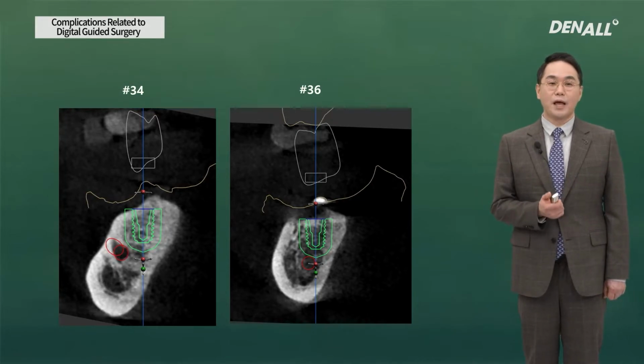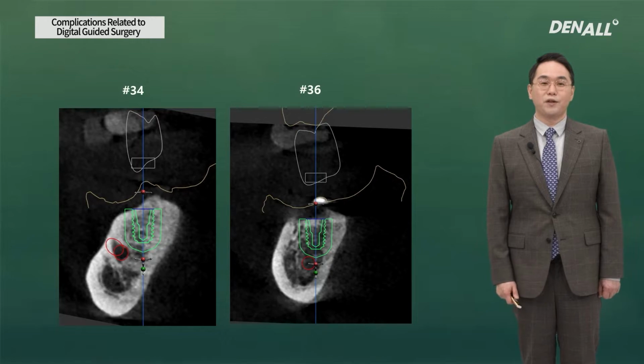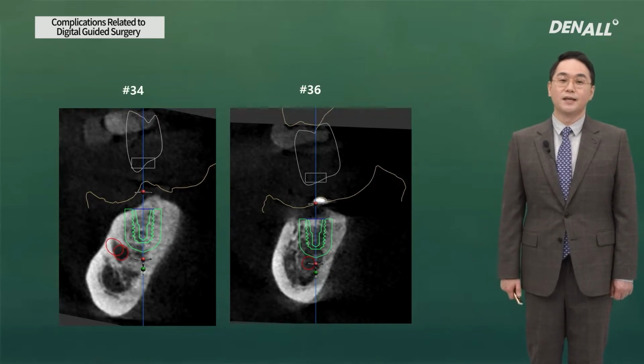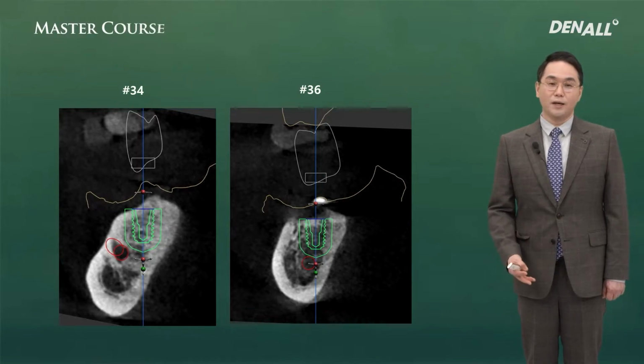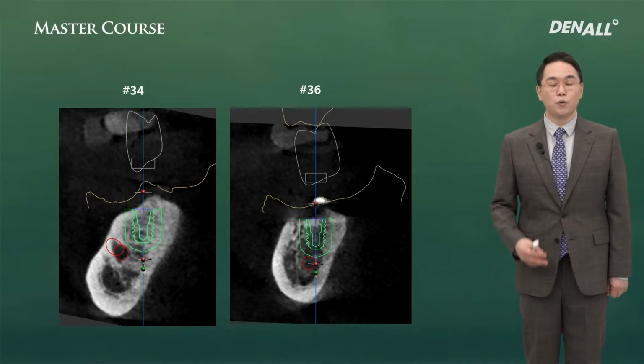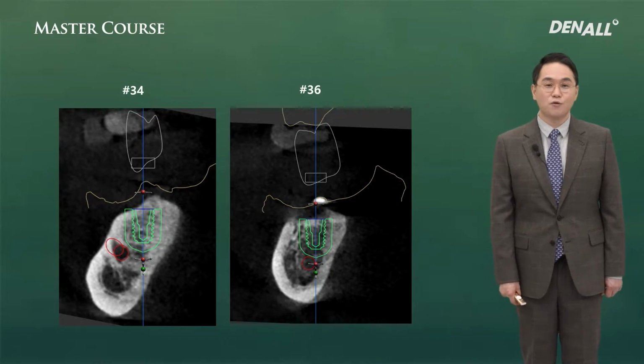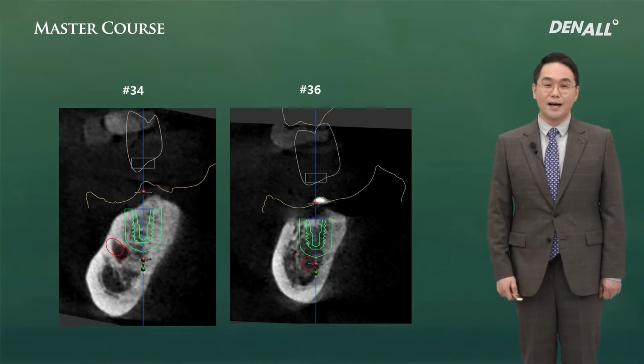Number 34, it's mostly cortical bone. It's D1 bone. Number 36, it was D2 bone. Therefore, the bone response was different, although the same torque was applied to place the implant and the same drilling sequence was used. The bone response differed.